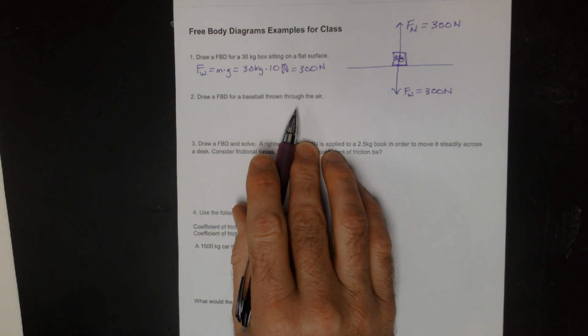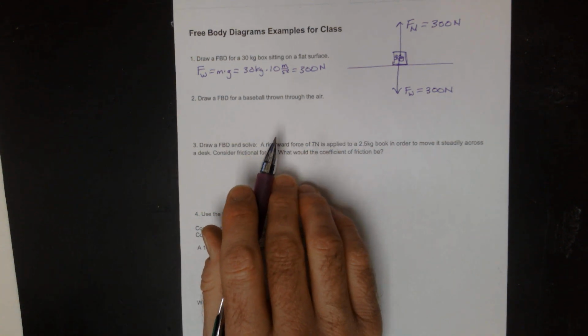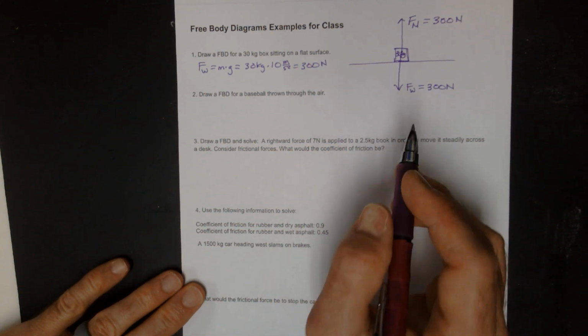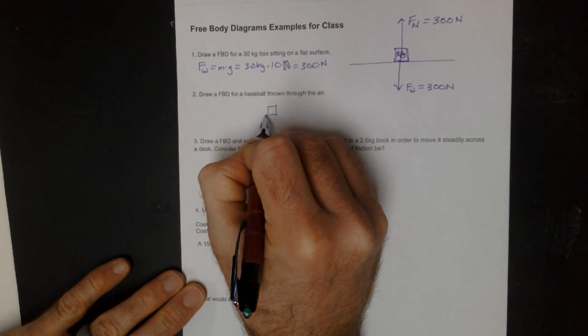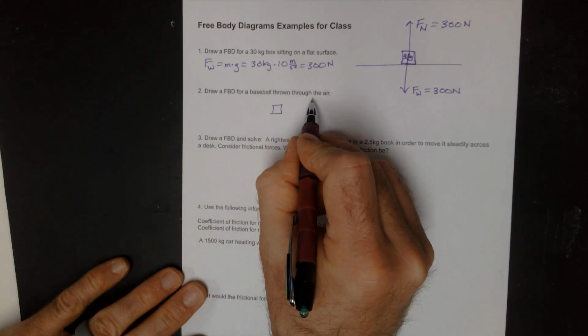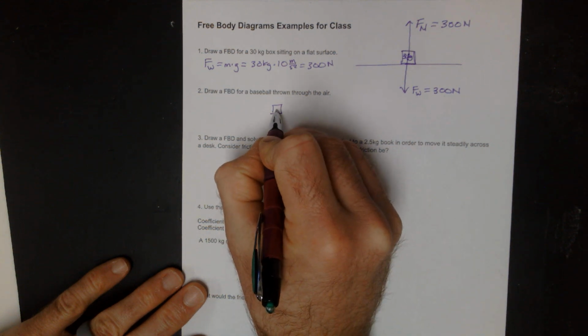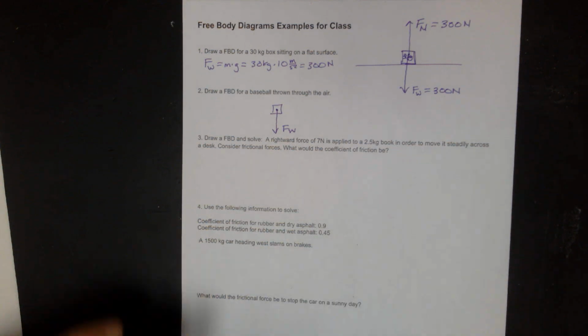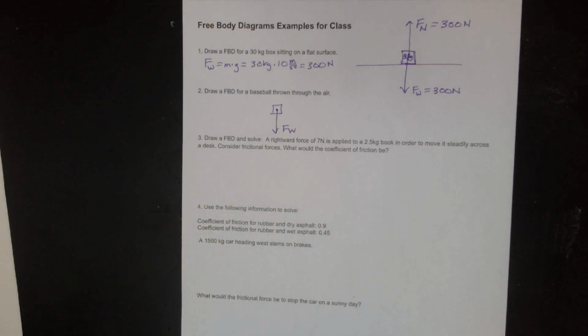All right, draw a free body diagram for a baseball thrown through the air. Now, if you think back to the projectiles unit you've had, you'll know that the definition of a projectile is anything that's really under only the force of gravity. So if this is my baseball, I'm going to have just the force of weight. Now, they don't tell me the mass of the ball, so I can't do anything specific here. I would just have the force of weight pulling down on the baseball. And that's it. That's as simple as it gets.